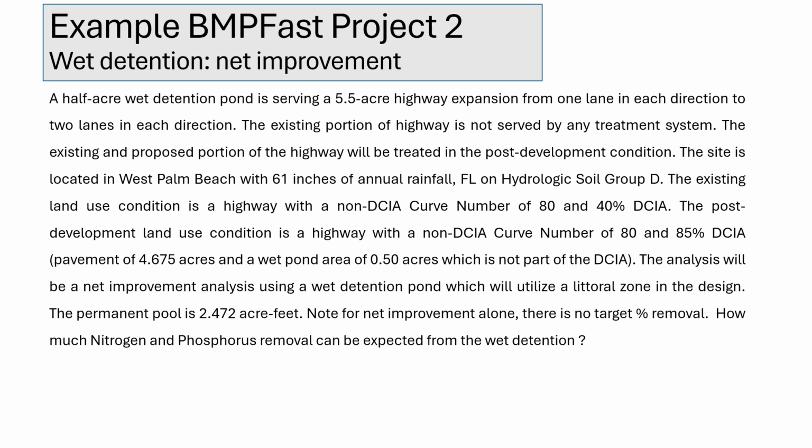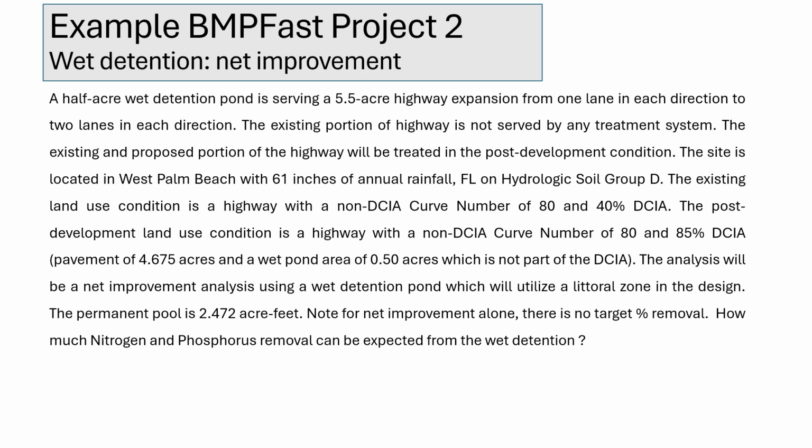For the existing condition, the highway has a non-DCIA curve number of 80 and a directly connected impervious area of 40%. In the post-development condition, that DCIA jumps significantly to 85%, with 4.675 acres of pavement. The wet pond itself covers half an acre and is not counted as part of the DCIA. The permanent pool volume is 2.472 acre-feet, and the design will incorporate a littoral zone.